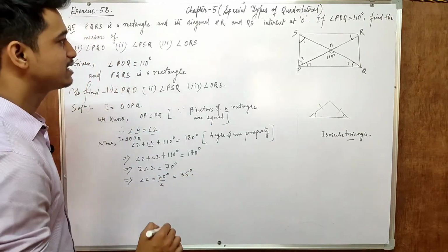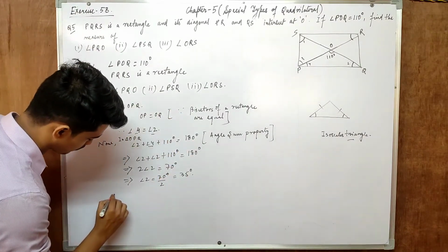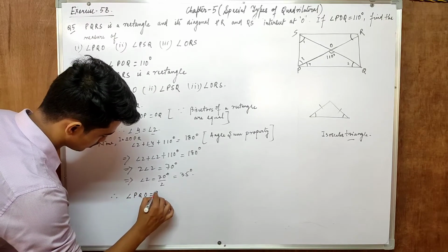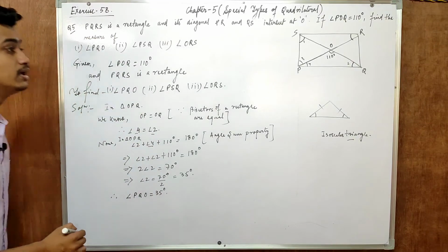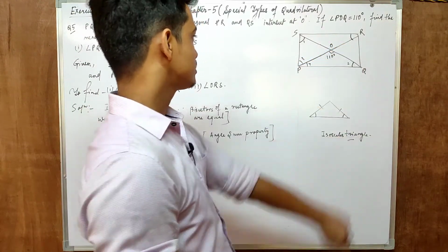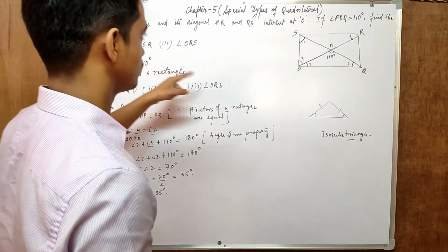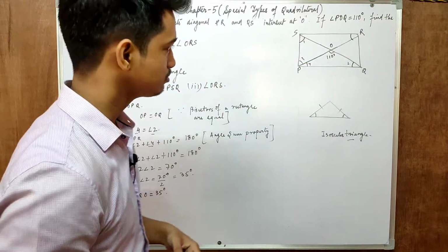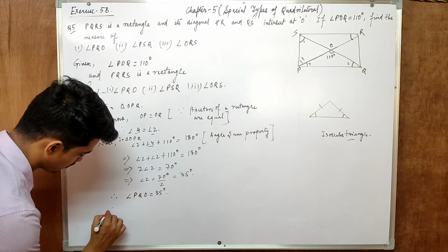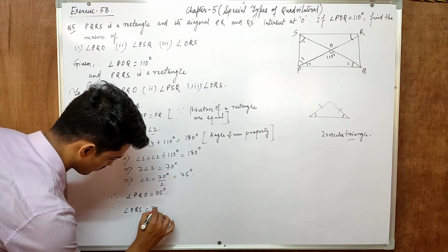So what is angle 2 basically? Angle 2 is nothing but PQO. So therefore angle PQO equal to 35 degree. First one done. So after that, our concern is to find out this angle, that is ORS, and one more, that is PSQ. Okay, so now therefore angle ORS is also 35 degree.